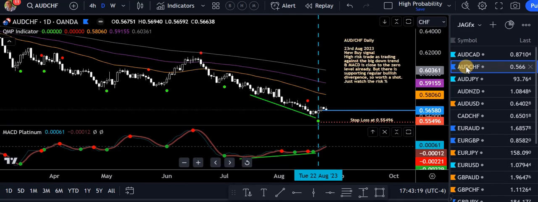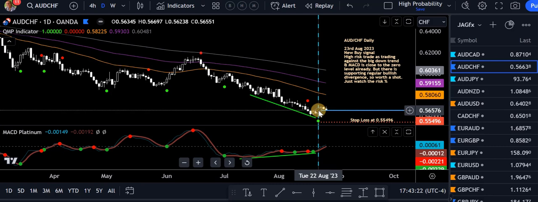Aus-Swiss, this is a new pair to the list. The last signal was this buy trade here.